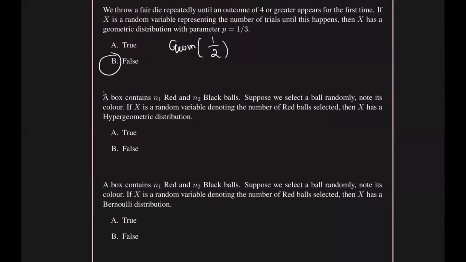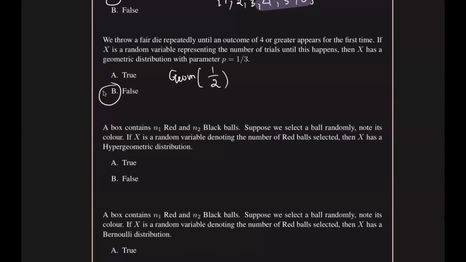Next one, a box contains N1 red and N2 black balls. If we select one ball and note its color, and let X denote the number of red balls that we selected, then X follows a hypergeometric distribution. What do you think? Yes, it is true. And this is the special case. We will see why in two more questions. But yes, it fits the description for the hypergeometric distribution.